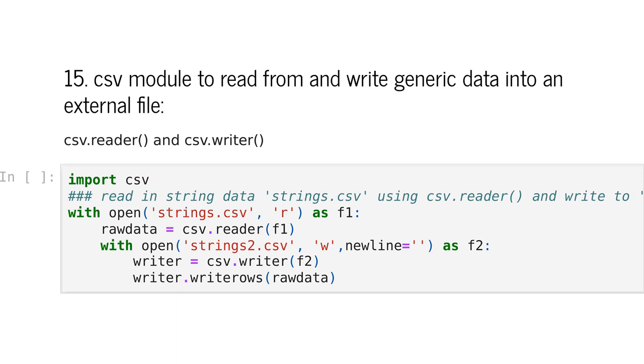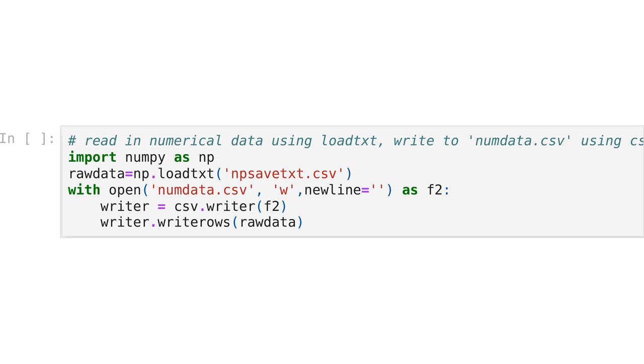The newline equals empty-string argument in open for writing is often recommended when working with CSV files to prevent blank rows. The CSV module's writer can also be used to save numerical data that you might have in a NumPy array. This code snippet demonstrates such a scenario.